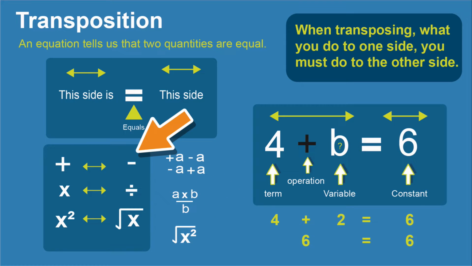And we have our operations: plus, minus, division, square and square root, and multiplication. A plus will cancel a minus, and a minus will cancel a plus. A division will cancel a multiplication, and a multiplication will cancel a division. And a square will cancel a square root, and a square root will cancel a square. The square of 10 is 100. The square root of 10 squared is 10. It cancels it out. The really big rule though is when you're transposing, what you do to one side of the equal sign, you've got to do to the other side. I've got plenty of examples coming up.